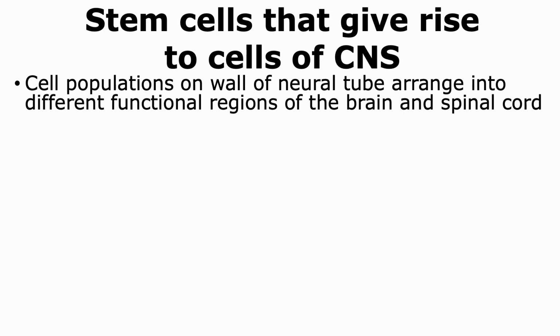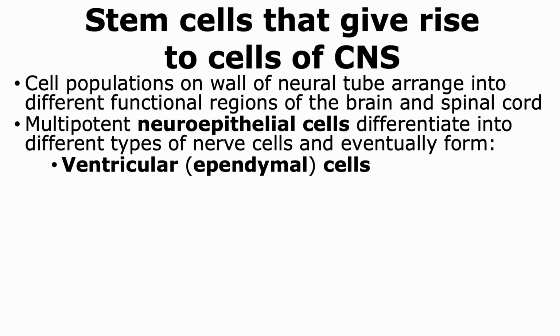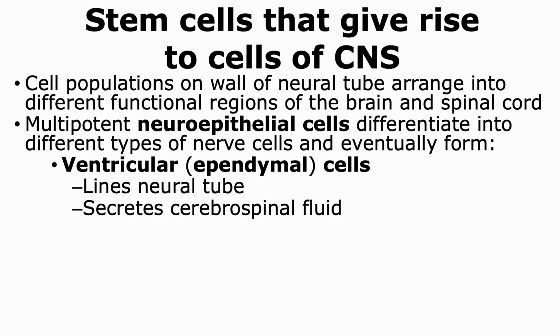Once the neural tube gives rise to the primary and secondary vesicles, the cell populations that are on the wall of the neural tube start arranging themselves into different functional regions of the brain and the spinal cord. The neuroepithelial cells are multipotent and thus have the ability to differentiate into different types of nerve cells. They eventually differentiate to form the ventricular cells, which are also called the ependymal cells. These line the neural tube and secrete cerebrospinal fluid.